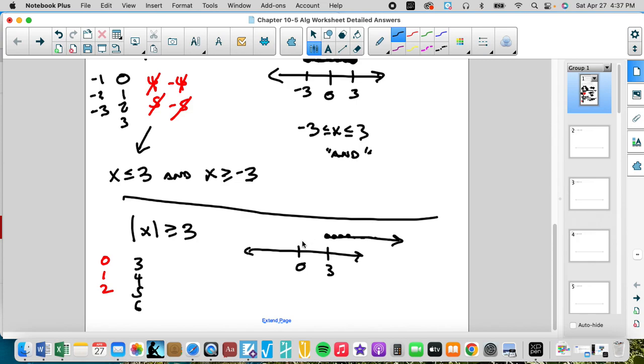Okay, well, let's go to the negative. What if I try negative 1? The absolute value of negative 1 is 1. Is 1 greater than or equal to 3? No, so negative 1 didn't work.